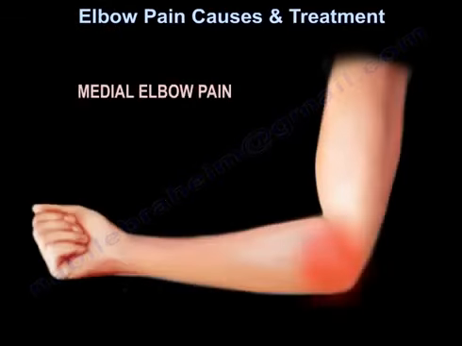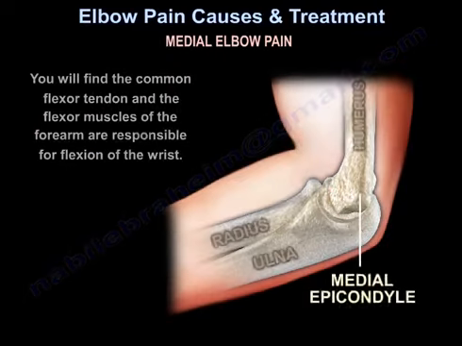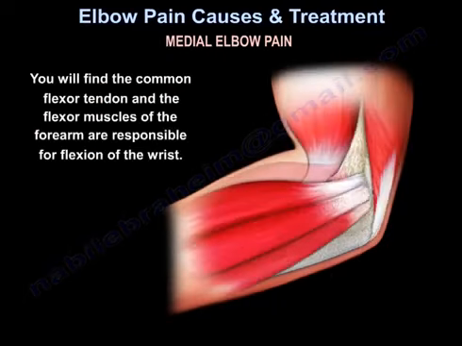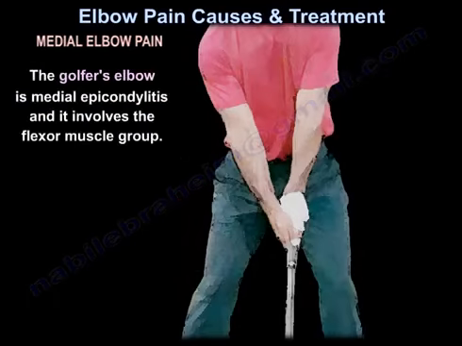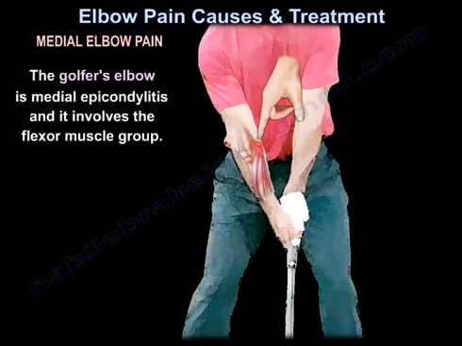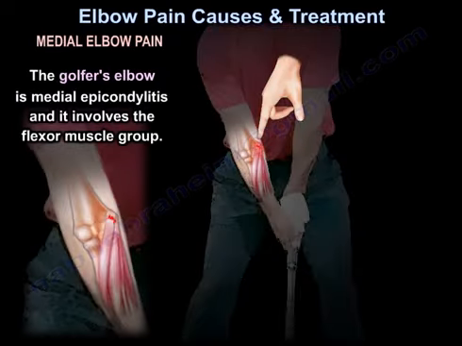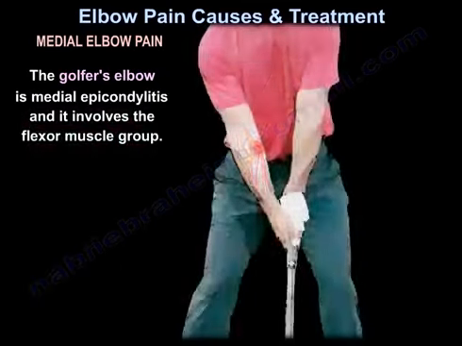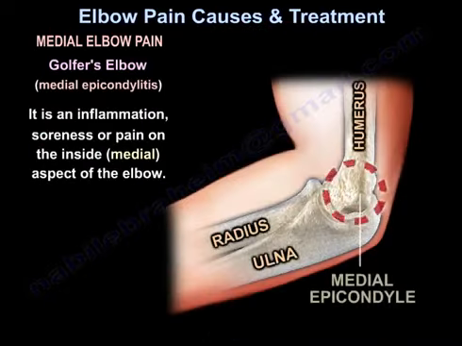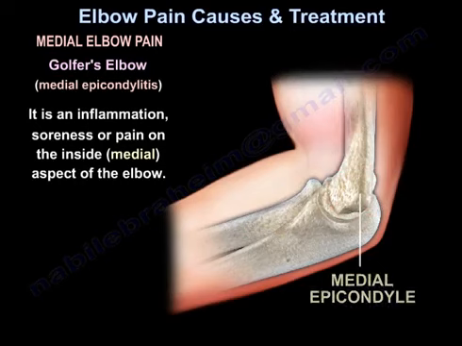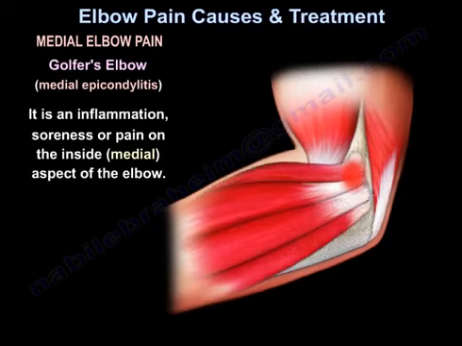How about the medial elbow pain? You will find the common flexor tendon, and the flexor muscles of the forearm are responsible for flexion of the wrist. So the golfer's elbow is medial epicondylitis. It involves the flexor muscle group. It is an inflammation, soreness, or pain on the inside or the medial aspect of the elbow.